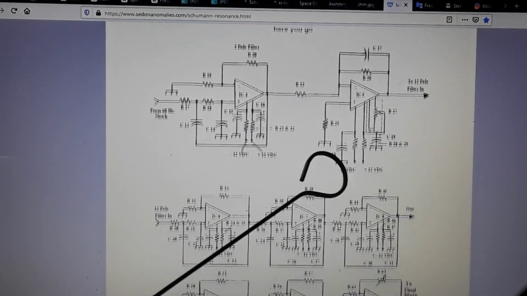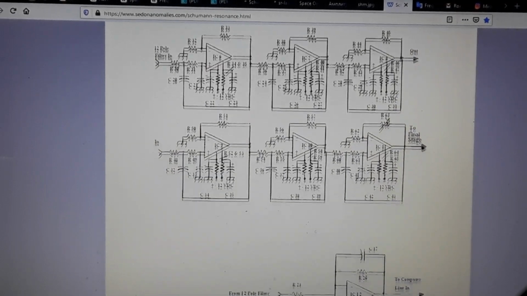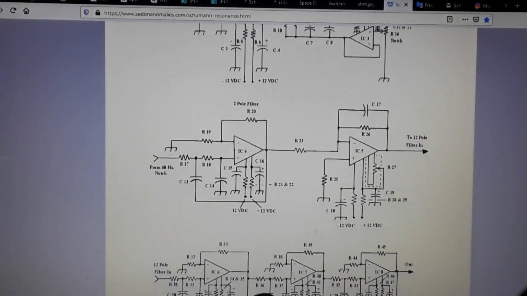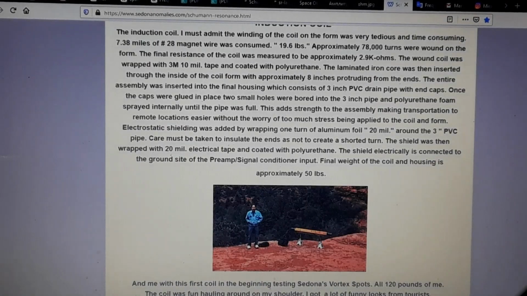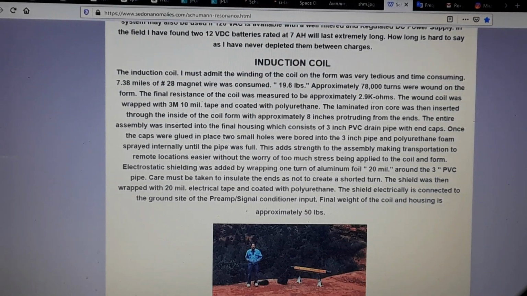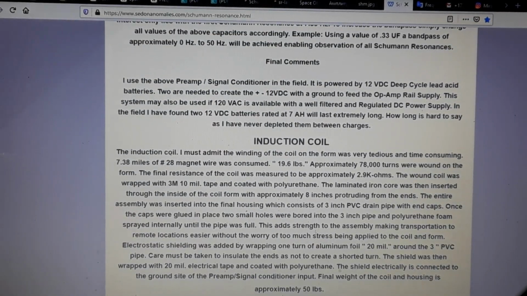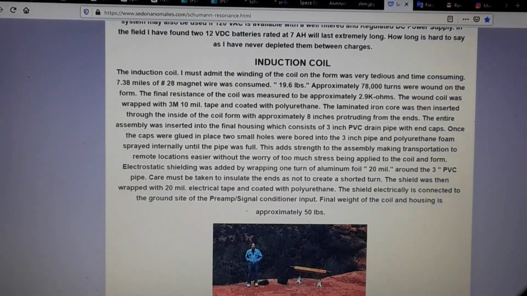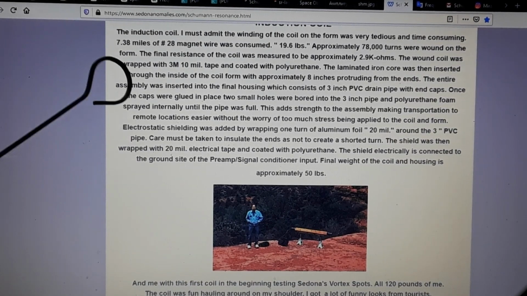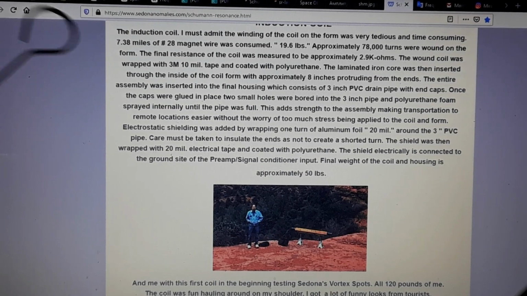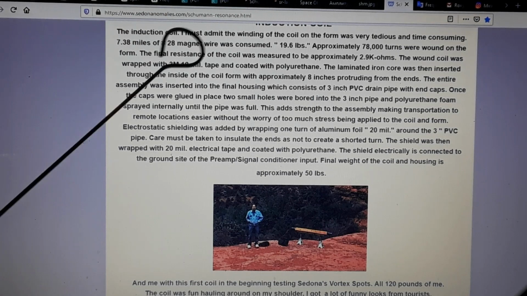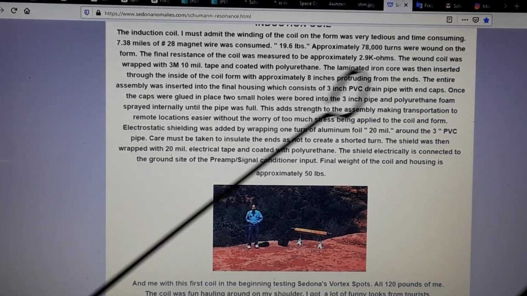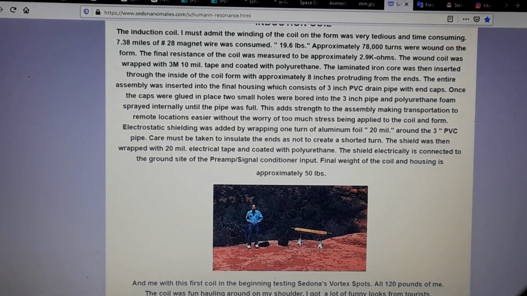All right, so notch filter, pole filter. I'm not even going to go through this. These are just component lists. Okay, so induction coil. An AH is an amp Henry. Say plus or minus 12 volts. All right. So the induction coil. I must admit the winding of the coil on the form was very tedious and time-consuming. 7.83 miles of number 2 magnet wire was consumed, 19.6 pounds, approximately 20. I'm sorry. What am I looking at? The wrong one.